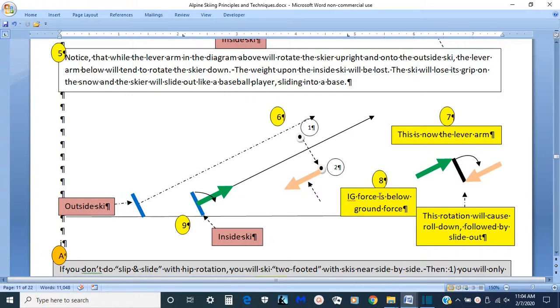So the inertia gravity force is below the ground force vector here. This rotation will cause roll down followed by slide out, right? And you're going to be on the inside ski here. Does that make sense? So your weight shifts to this ski. When you drop it here, the force shifts to this ski, and you're going to lose grip right there.